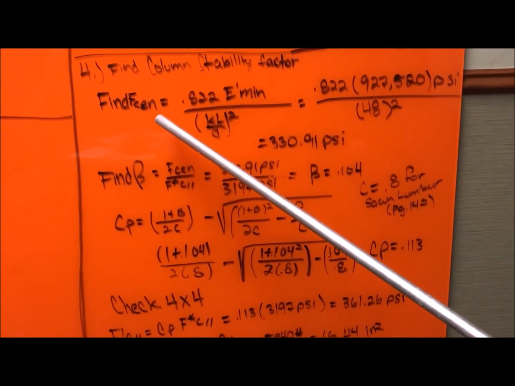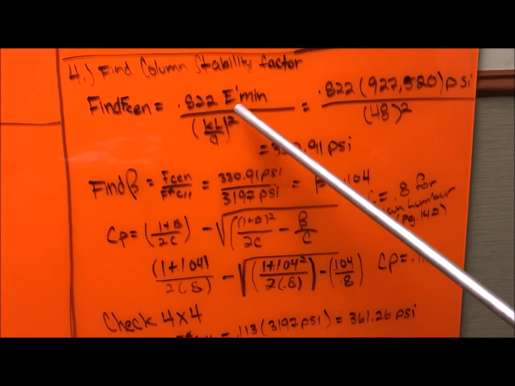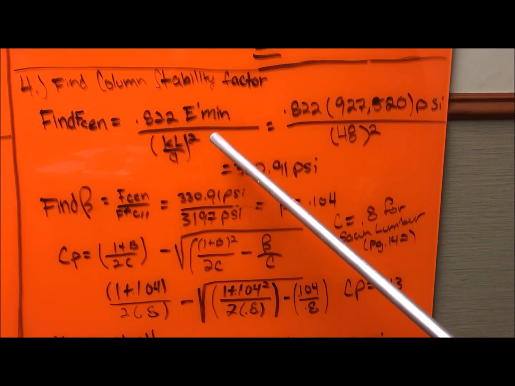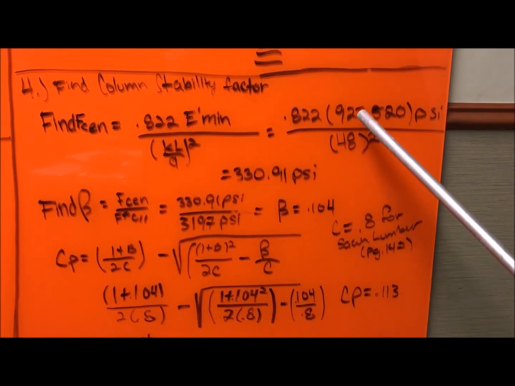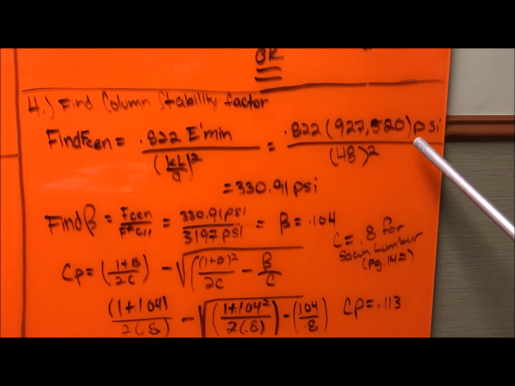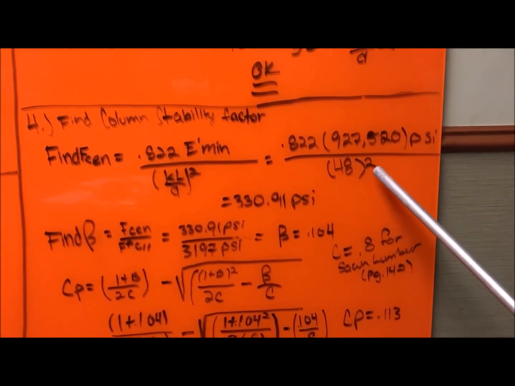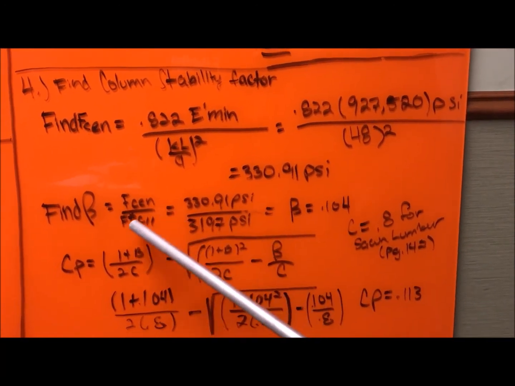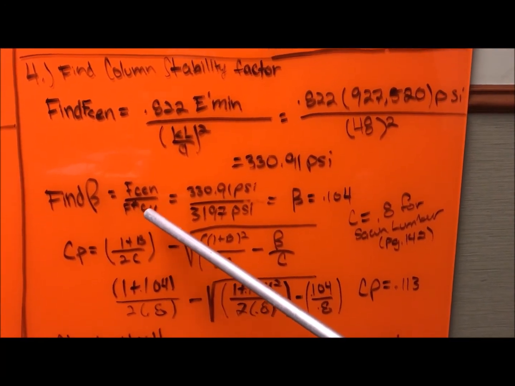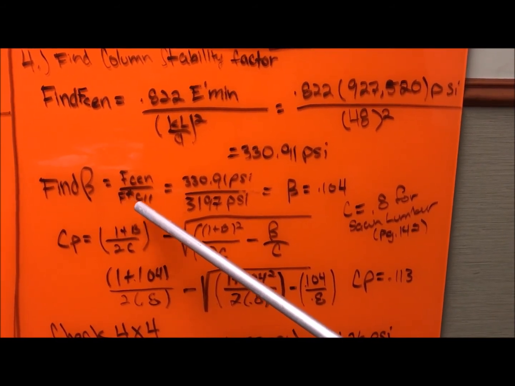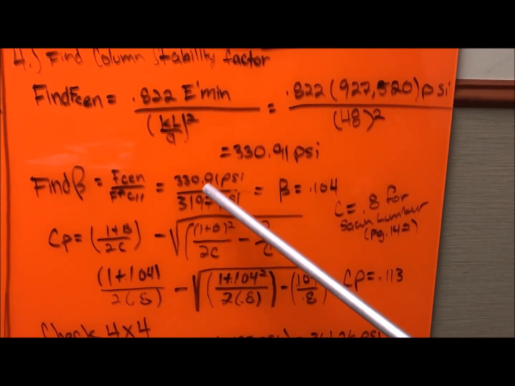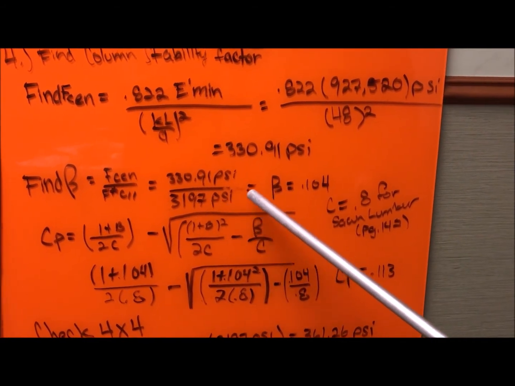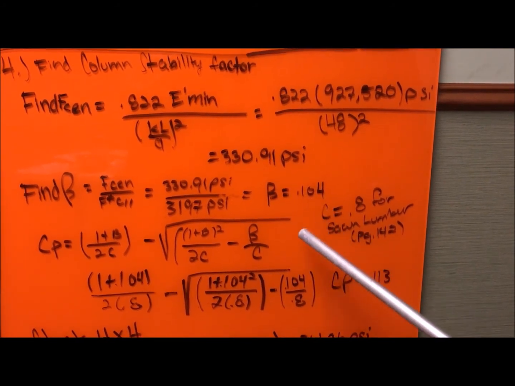Doing that, we'll use the formula FCE equals 0.822 times E prime min over KL over D squared, which equals 0.822 times 927,520 psi over 48 squared. This gives us 330.91 psi. And then we'll next find our beta, which is FCE over F star C parallel, which is equal to 330.91 psi that we just found over 3197 psi, which gives us a beta of 0.104.